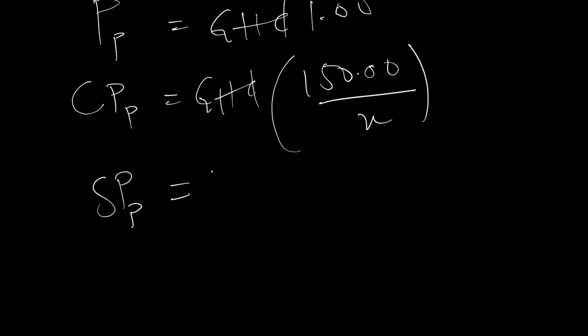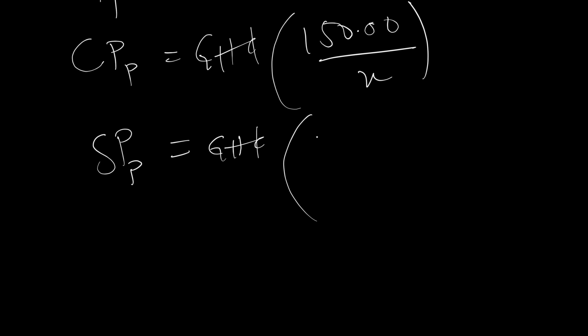And then the selling price for 1 plate, so SP per plate, is equal to the total selling price over the number of plates she sold, which is X minus 4. But we don't know the selling price. Now the selling price here is the total selling price.